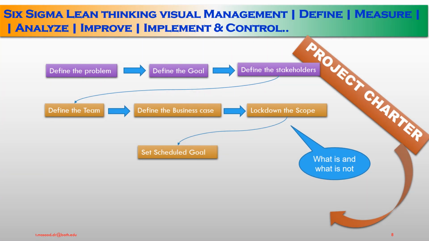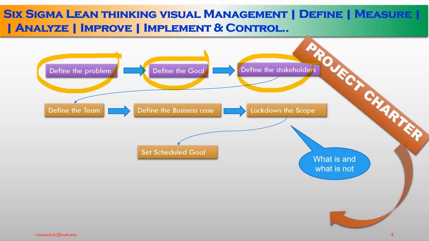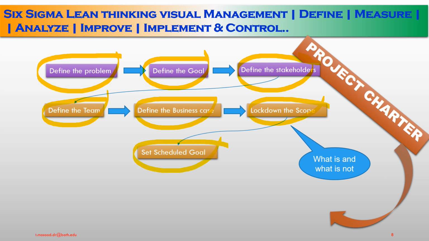Okay. When we set a project charter, first we need to define the problem statement, then define the goal, where you want to reach, or success criteria, then define the stakeholders who have impact, then define the members as we discussed in the earlier slide, the business case, the improvement, lock down the scope, what is and what is not in scope, and then set a schedule goal for when you can achieve it. That is how the project charter can be demonstrated or constituted.